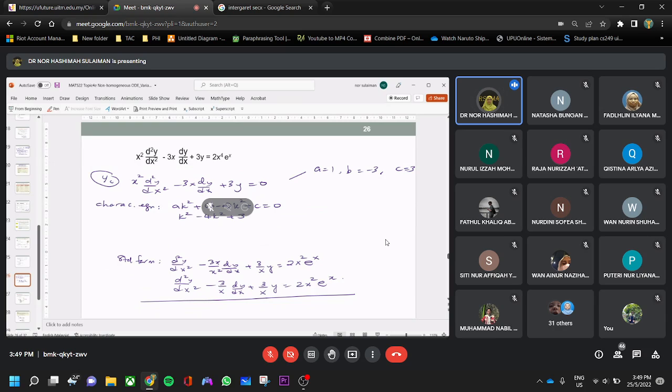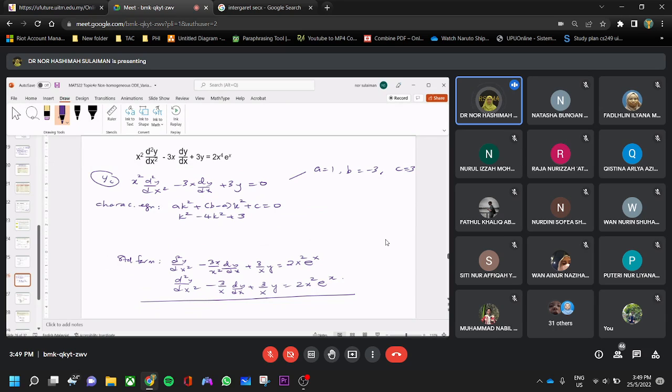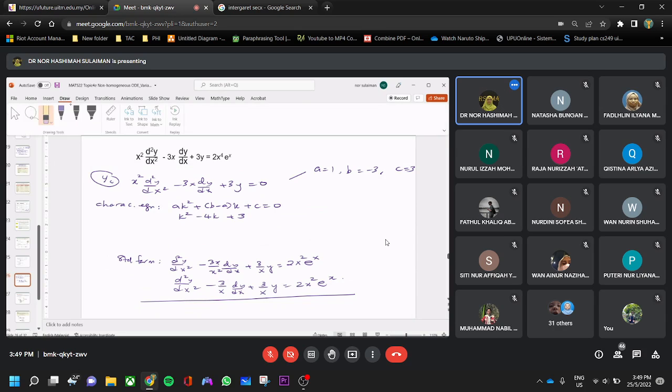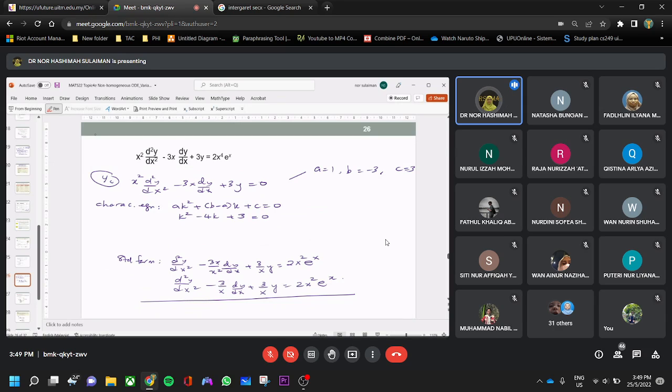Tolak 4 kuasa 2, macam mana kuasa 2? Tak ada kuasa 2 ni. Sorry, terlebih pula. Macam tu. Okay, alright. So you akan dapat sama dengan kosong. Boleh faktorkan?